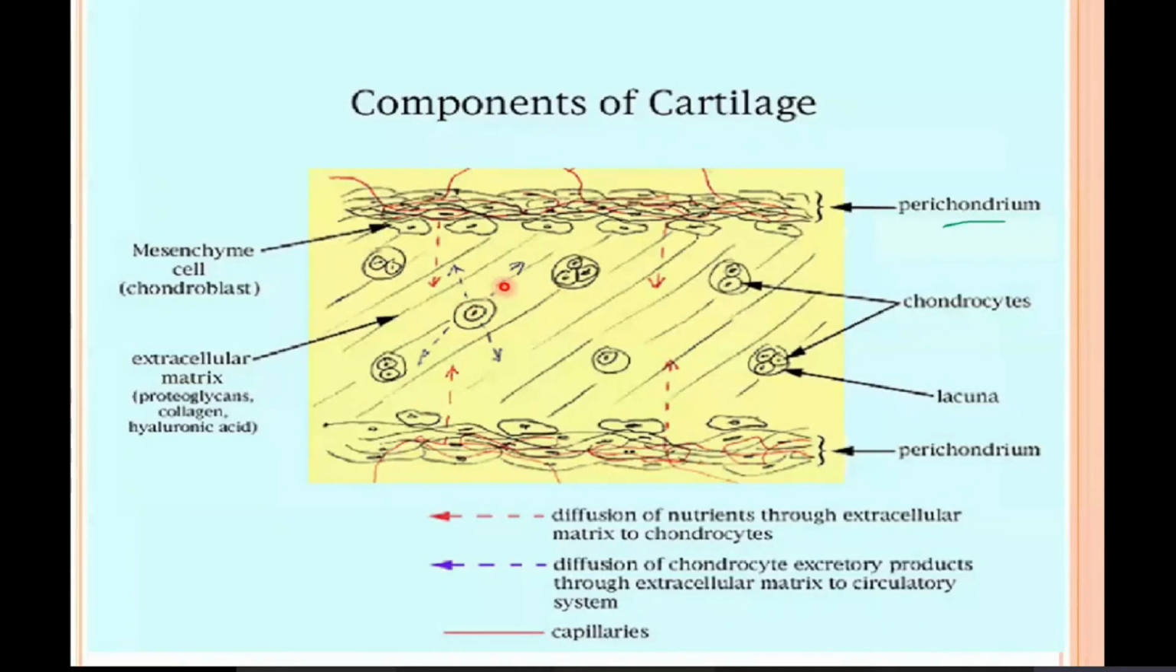Sometimes they divide within those lacunae, in groups of two or three cells. So they are called isogenous groups of chondrocytes, and then there are some elastic fibers present within the extracellular matrix for flexibility, right? So that was about the structure and composition of the cartilage.